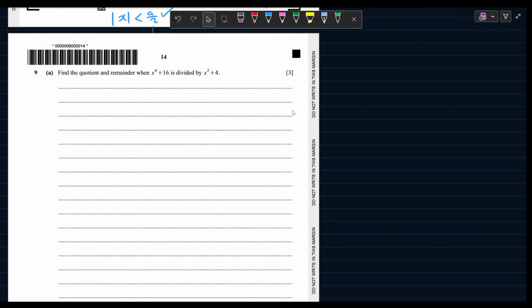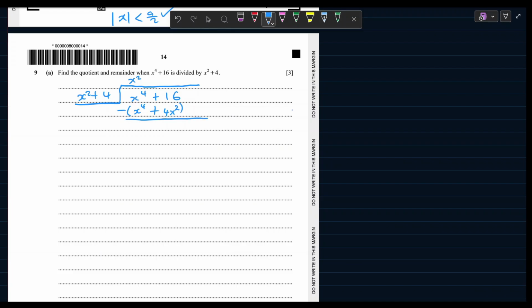Number 9, part A. Find the quotient and remainder when x to the 4 plus 16 is divided by x squared plus 4. Okay, so we are dividing by x squared plus 4, and what we are dividing is x to the 4 plus 16. All right, so we're going to say x squared into x to the 4. That gives us x squared. Minus x squared times x squared, that's x to the 4, x squared times 4, that's 4x squared.